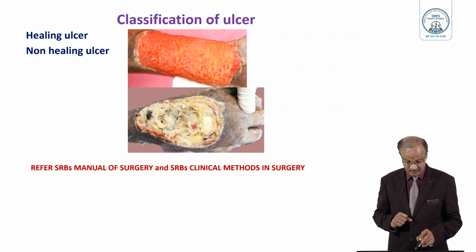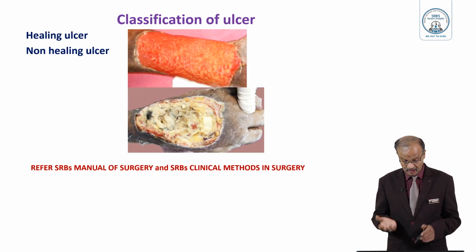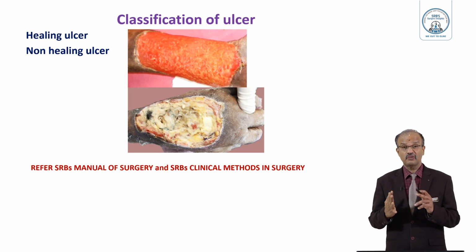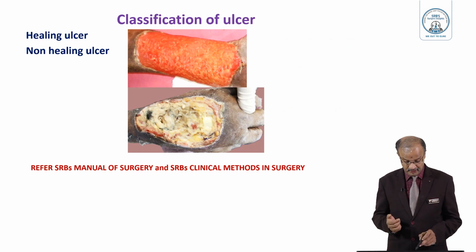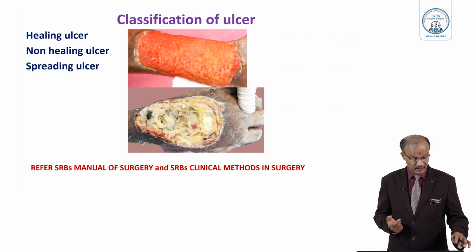Non-healing ulcer: see that there is no sign of healing, no red granulation tissue. There is slough. Slough is the dead soft tissue. Remember the definition: dead soft tissue in situ. And no sign of healing at all. It's the typical non-healing ulcer. Spreading ulcer, it actually spreads.